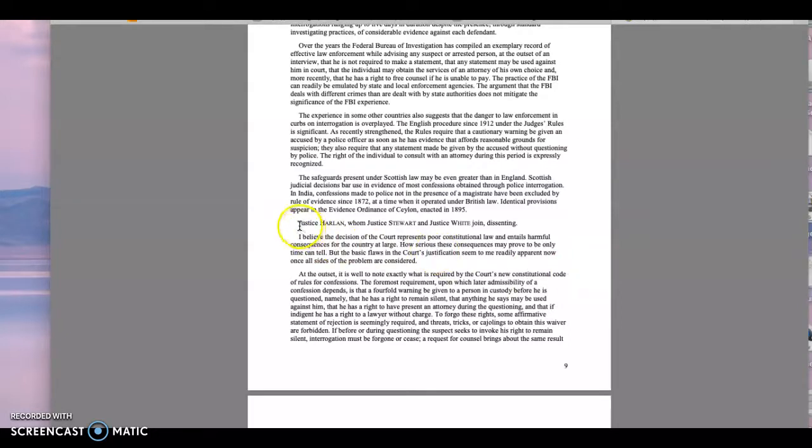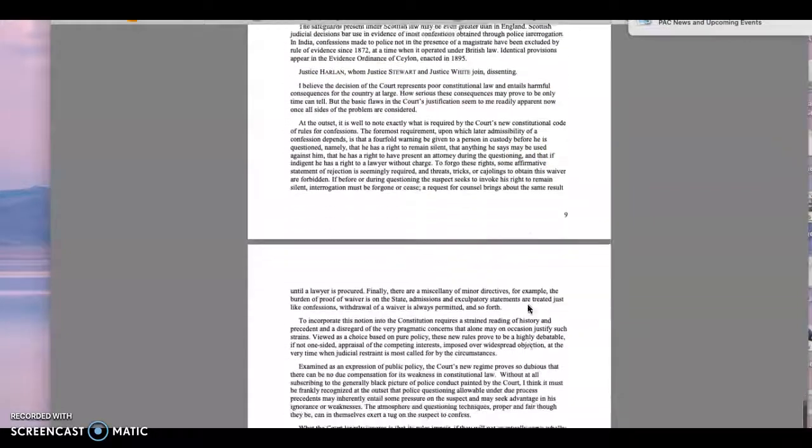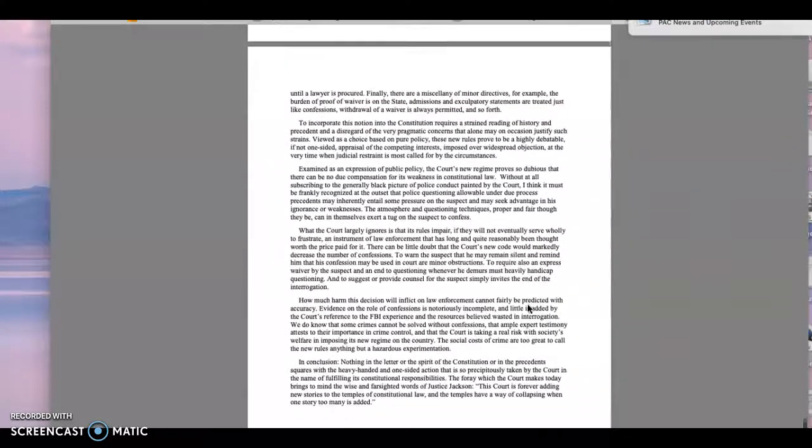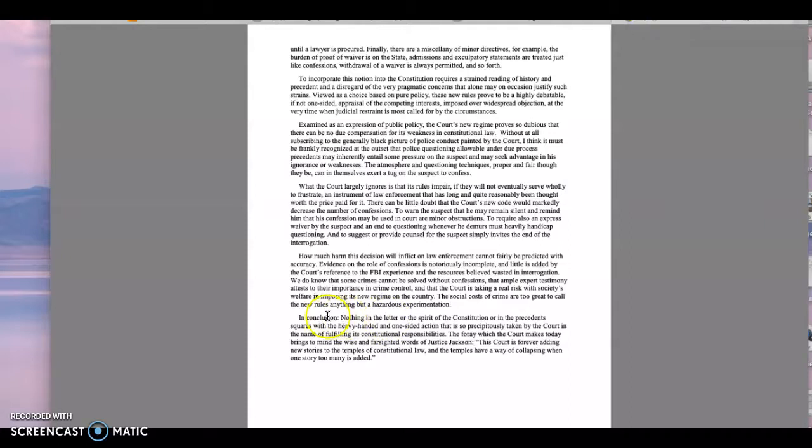So here we get a dissent written by this guy, but these two other guys join it, right? And so then the case goes through their reasoning, and we get to the end. In conclusion, nothing in the letter or spirit of the Constitution or in precedents squares with the heavy-handed and one-sided action that is so precipitously taken by the court in the name of fulfilling its constitutional responsibilities. So that's how it looks in this case.